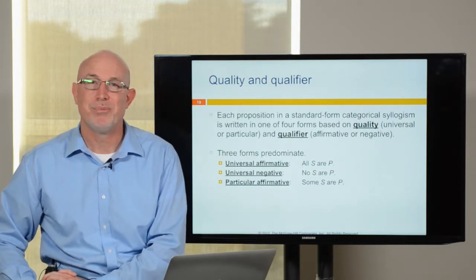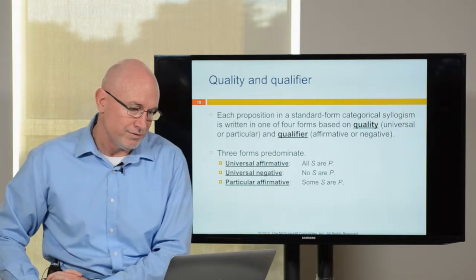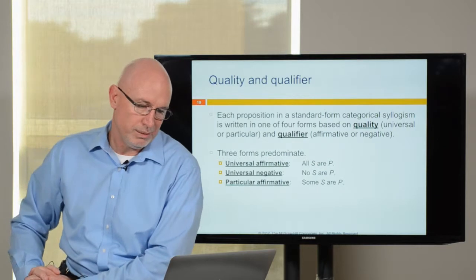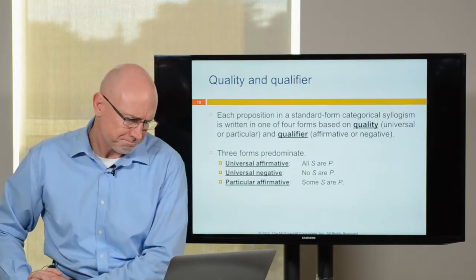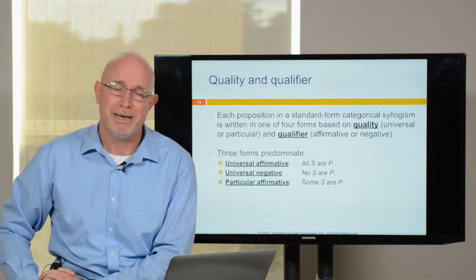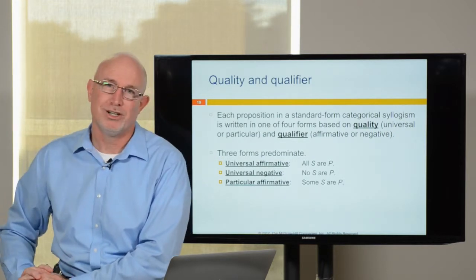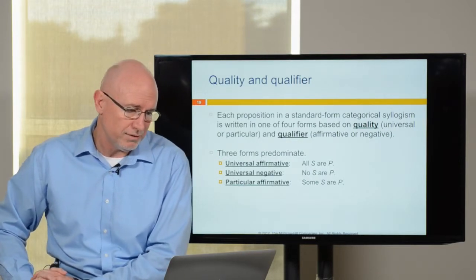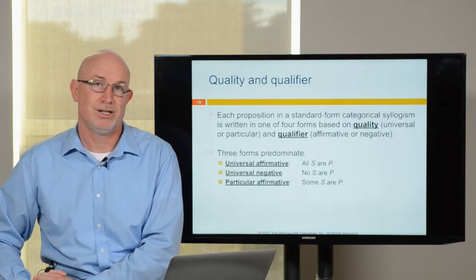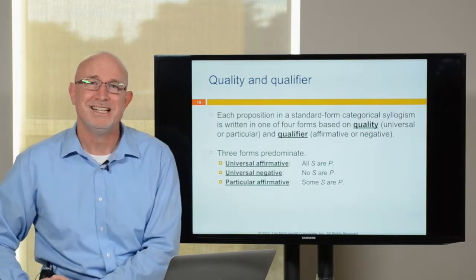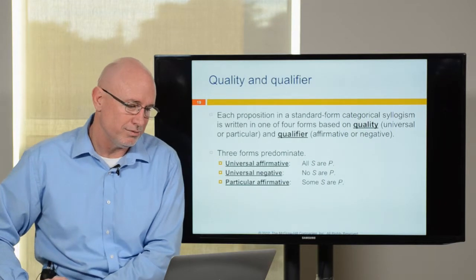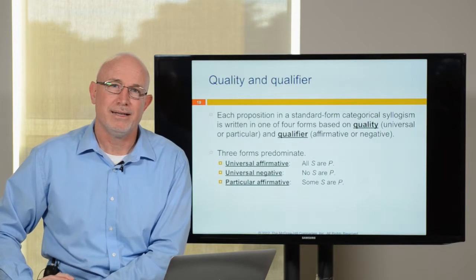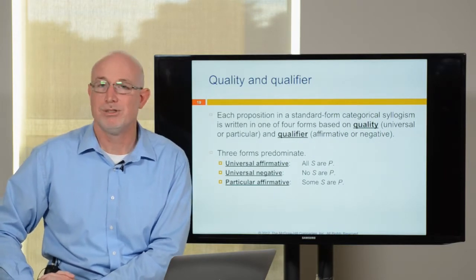Universal affirmative, all S are P. Universal negative, no S are P. So we can have a universal affirmative, all dogs are mammals, or a universal negative, no dogs are reptiles. Or we could say, no snakes are mammals. And we can have a particular affirmative, some dogs are reptiles. Well, of course, that's not true, so we'd have to change that. But we can have a particular affirmative where we can say that some dogs enjoy meat, whilst some dogs don't enjoy meat.